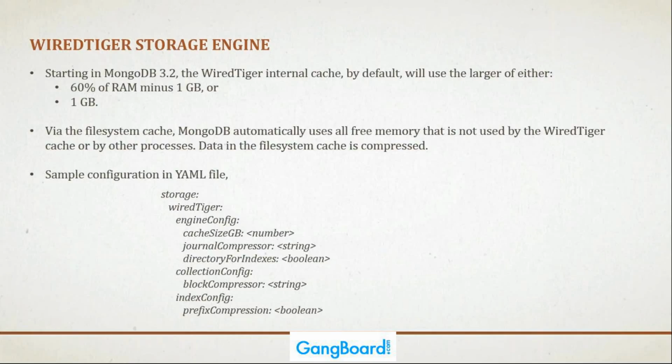So the remaining RAM memory is 2.6 GB. In that, let's say the OS is using 1.5 GB. The remaining is 1.1 GB, which is used by the file system cache, the MongoDB file system cache. You understood, right?